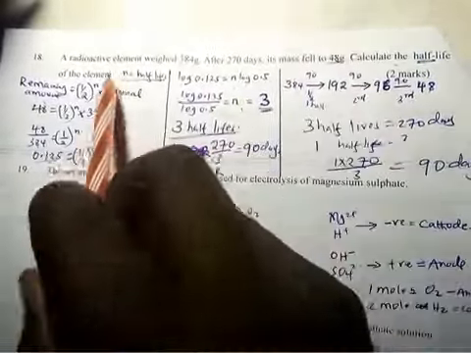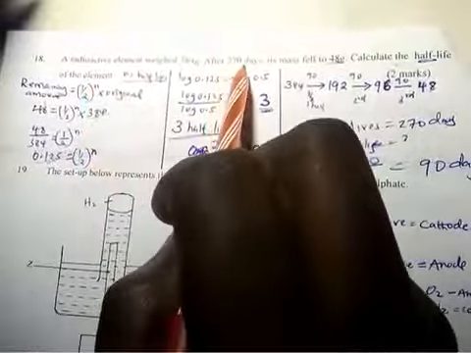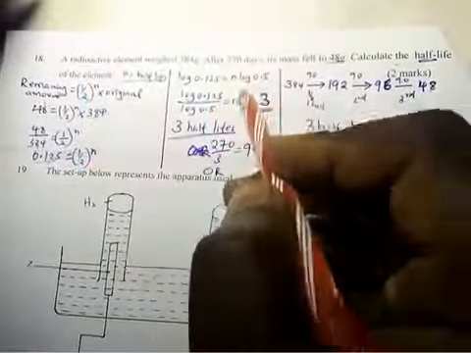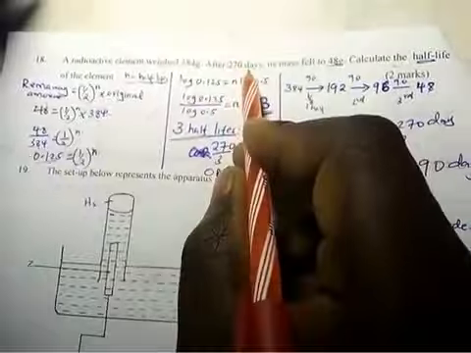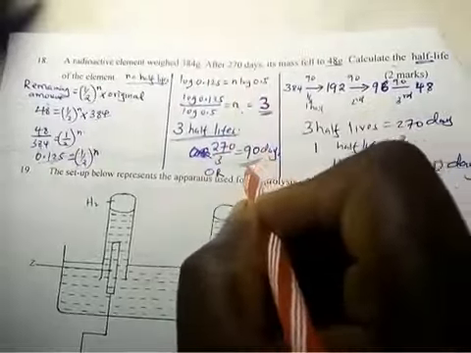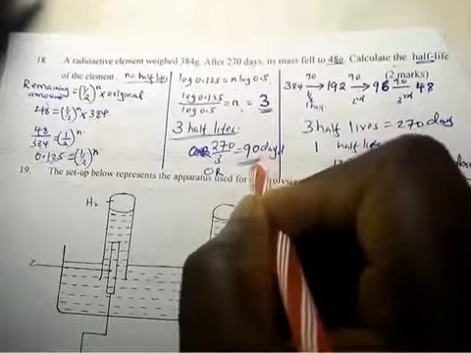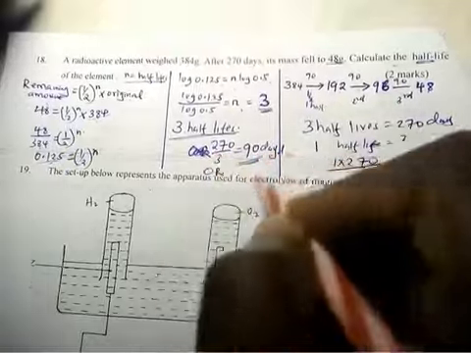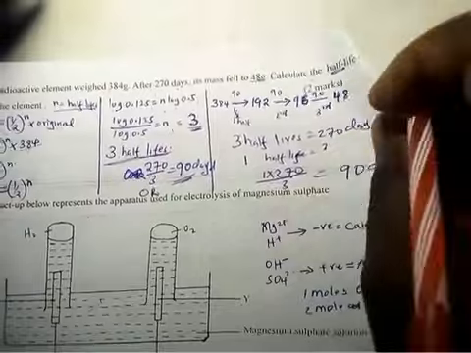So if the total time it takes is 270 days, 3 half-lives is equal to 270. 1 half-life will be what? So it will be 90 days. So 1 half-life is 90 days. If that is difficult, you can use the general understanding.